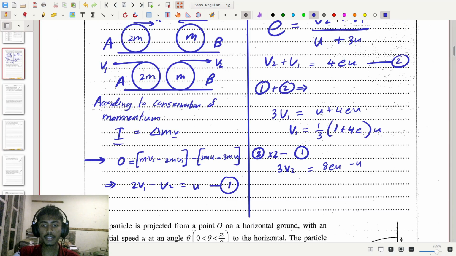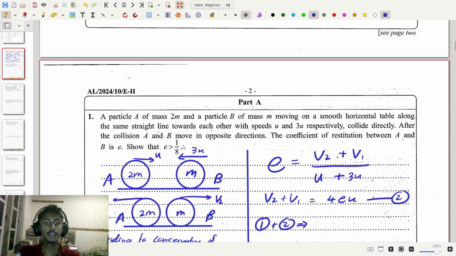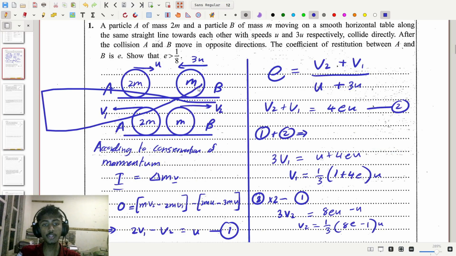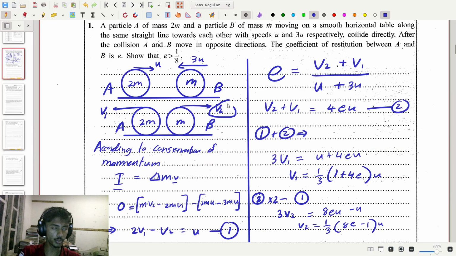So therefore we get V2 equals 1/3, and if I factor out the u, I have 8e minus 1. So according to our situation, it is said that both A and B move in opposite directions. Now that is what we assumed here when we wrote V1 and V2. But in order for this to actually happen, V1 and V2, both of the numbers here, must both be positive. If one of them is negative, it would mean that our particle is actually not moving in the direction indicated by the arrow, but rather in the opposite direction.